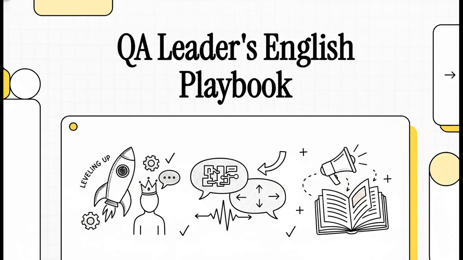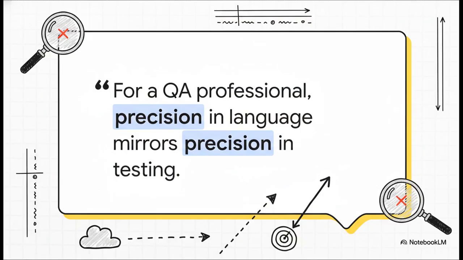Let's dive right in. I mean, just think about it for a second. Your entire job is built on precision, right? You find the exact point of failure, that one specific edge case nobody else thought of. We're going to apply that same sharp eye for detail to our language, so we can move from just good enough to being undeniably clear.